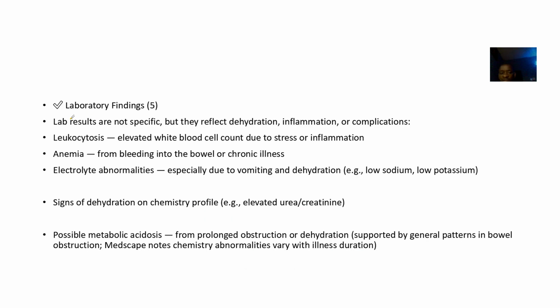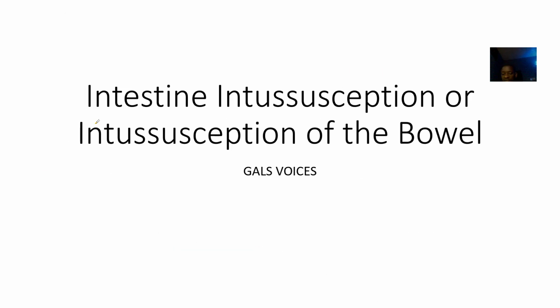So laboratory findings, you see that white blood cells will be elevated because of stress and inflammation, anemia due to chronic illnesses, electrolyte abnormalities, because the child will be vomiting. Of course, food is not passing down. Vomiting, dehydration. So there's signs of dehydration on chemical profile. So that's what we have for this question.